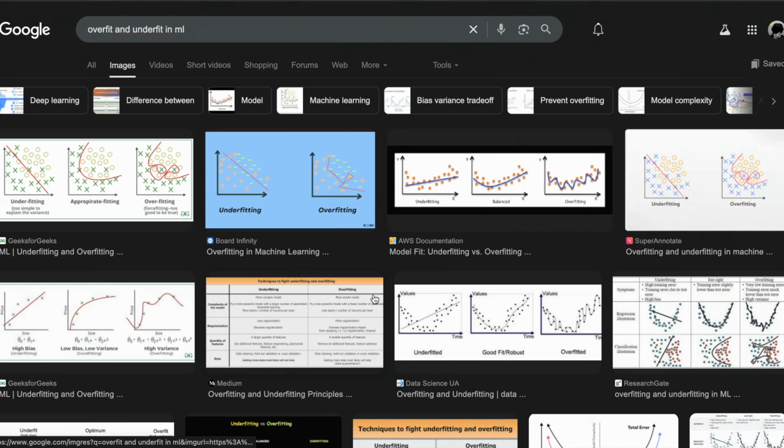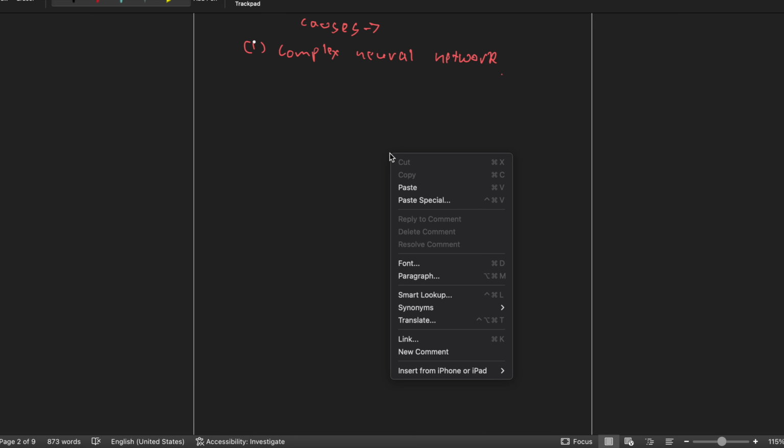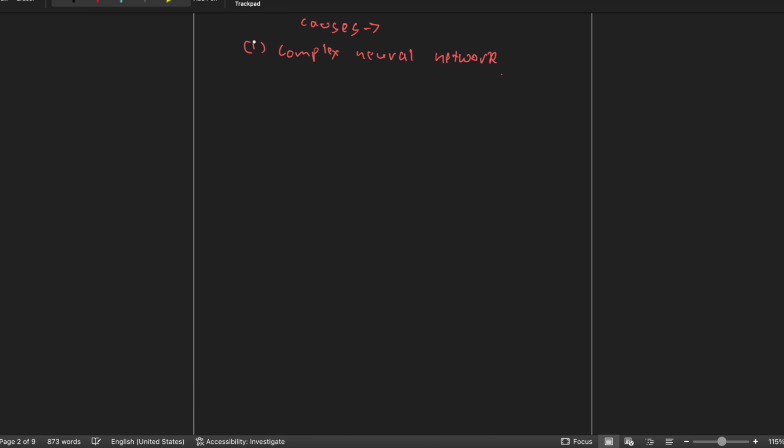Suppose that, let's make it by ourselves, it will be better to understand. Let's make a classification setup. So there are two types of data points. Let's make it, that's a simple thing. And then we have cross data points.